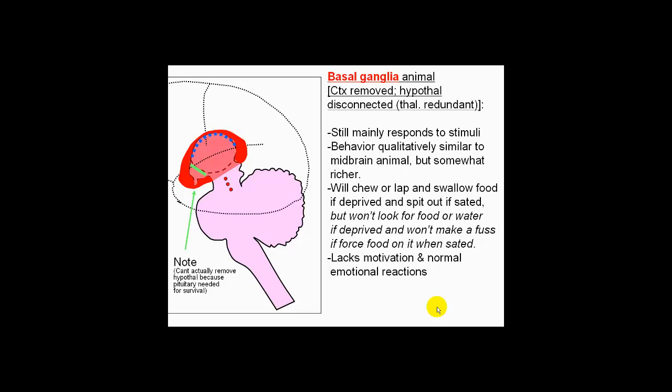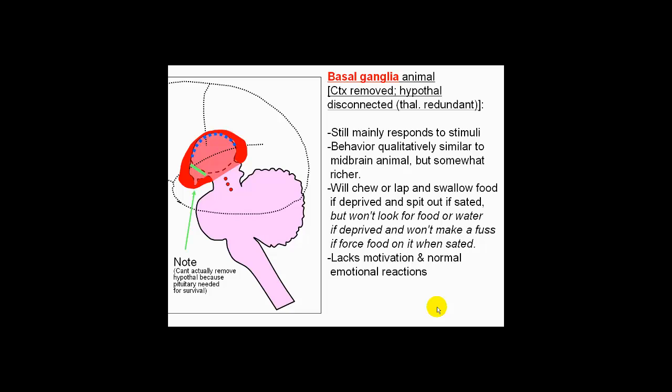Okay, so what does it do? Still responds mainly to stimuli. Still no spontaneous behavior. Behavior as a whole is qualitatively similar to the midbrain animal, but somewhat richer. This animal will chew or lap and swallow food if it's deprived, but if you put food in its mouth and it's not deprived, it'll spit it out. It won't ever look for food or water, so although it can apparently tell the difference whether it's hungry or thirsty, in the sense that with the food, it spits it out if it's not hungry, it doesn't ever look for food if it's hungry. It just basically is kind of passive.